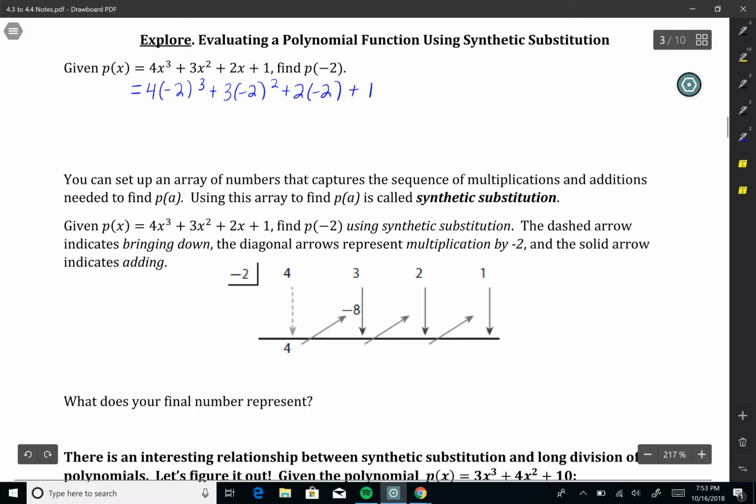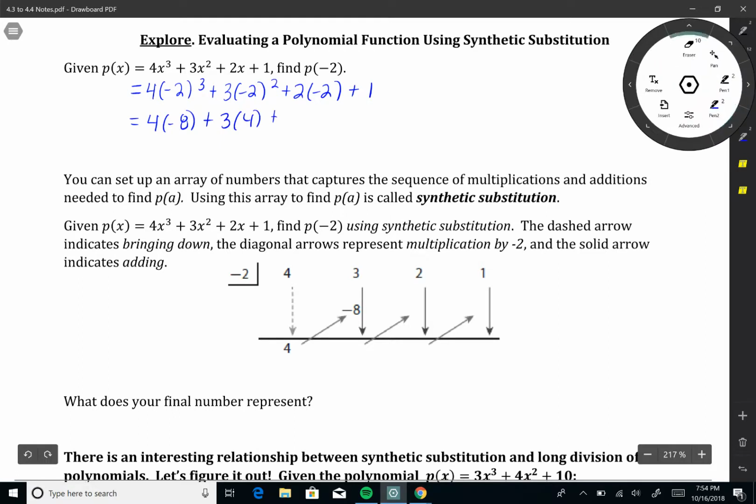So when I put negative 2 in for every x value, right there, I have 4 times negative 2 cubed plus 3 times negative 2 squared plus 2 times negative 2 plus 1. Negative 2 cubed is a negative 8. Negative 2 squared is a positive 4. And then if I take 2 times negative 2, I'm going to get a negative 4, and then plus 1. So this is going to allow us to take negative 32 plus 12 minus 4 plus 1. And we should get out negative 23. So p of negative 2 equals negative 23.